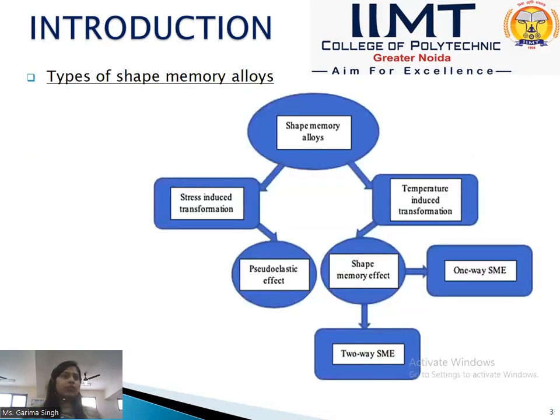Here are some types of shape memory alloys. They can be distinguished into two parts: one is stress-induced transformations and the other is temperature-induced transformations. The stress-induced transformation effect is called the pseudo-elastic effect, and due to the temperature, the transformation that occurs is called the shape memory effect. The shape memory effect is of two types: one-way shape memory effect and two-way shape memory effect. Let us discuss more about this in the next slide.